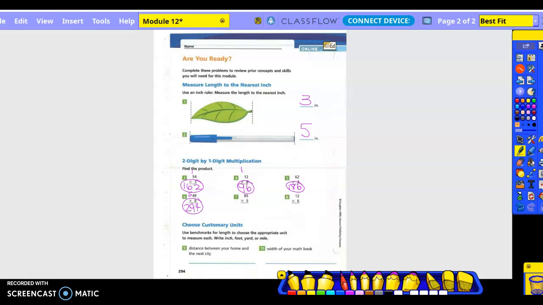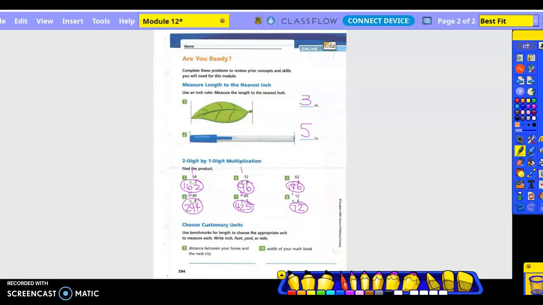5 times 5 is 25, put the 5. Carry the 2. 5 times 8 is 40 plus 2 is 42, so 425. 6 times 2 is 12, put the 2. Carry the 1. 6 times 1 is 6, plus 1 is 7, so 72.